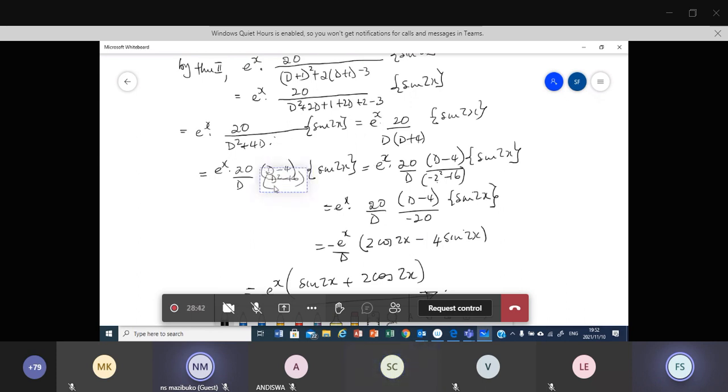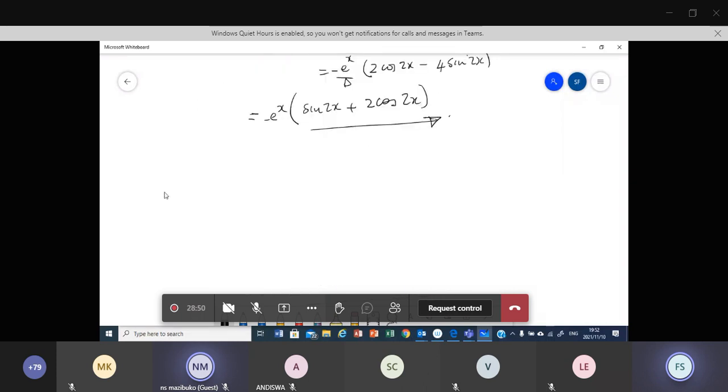Let me write what you are saying. It's a good question. So you are saying, what is that? It's now e to the power x, 1 over what? D. You put out a common factor. D plus 4.